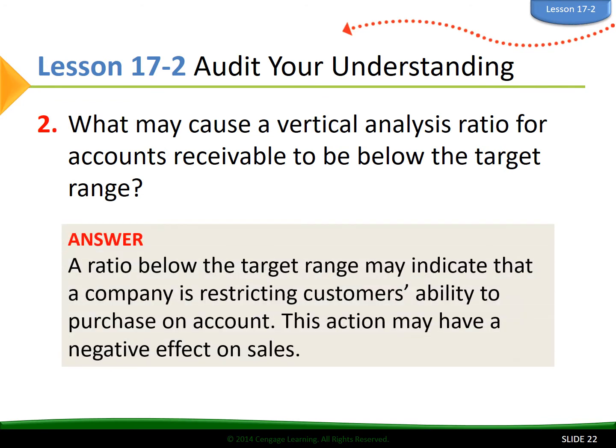Second question, what may cause a vertical analysis ratio for accounts receivable to be below the target range? Answer, a ratio below the target range may indicate that a company is restricting customers' ability to purchase on account. This action may have a negative effect on sales.